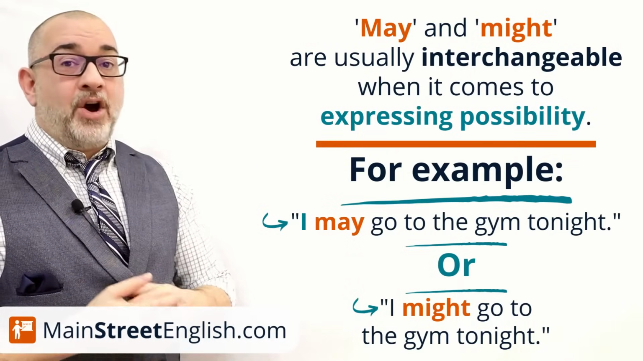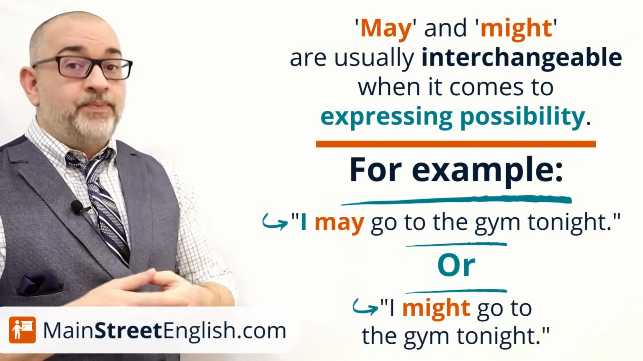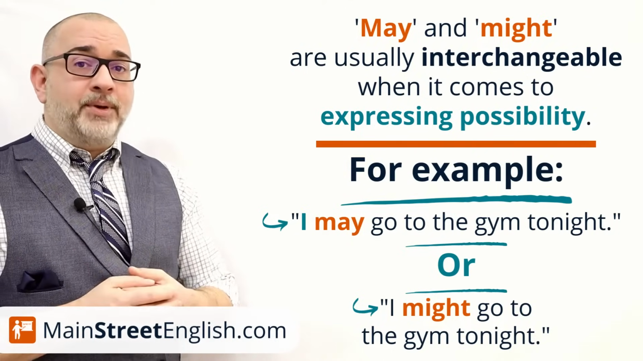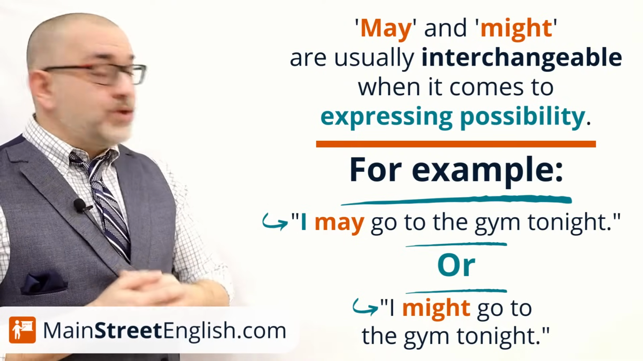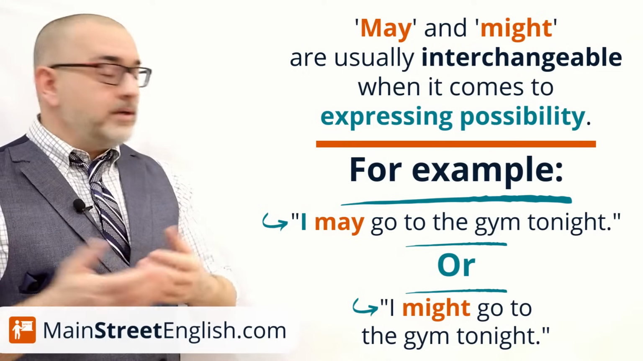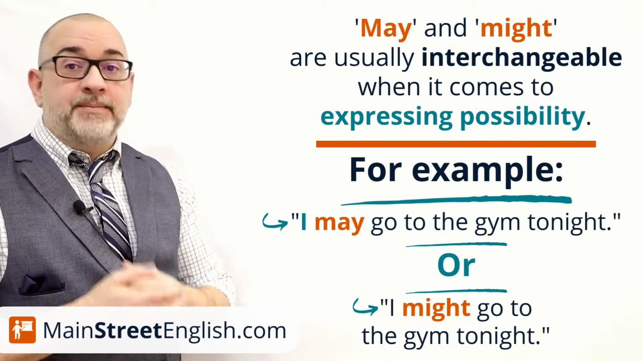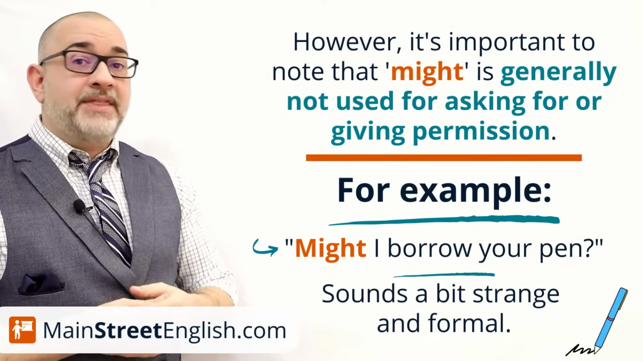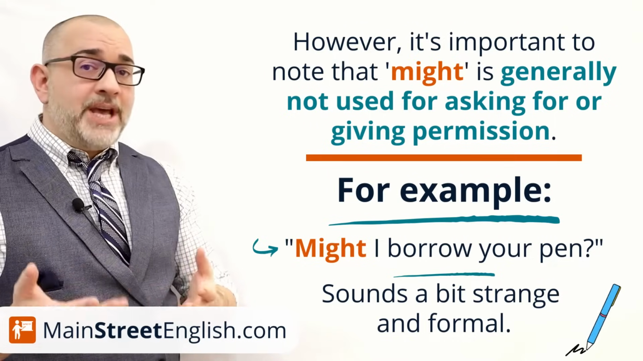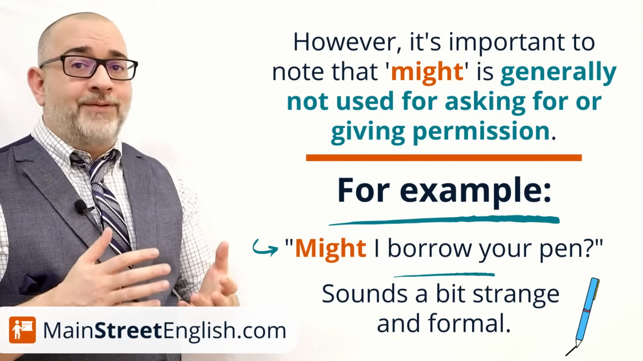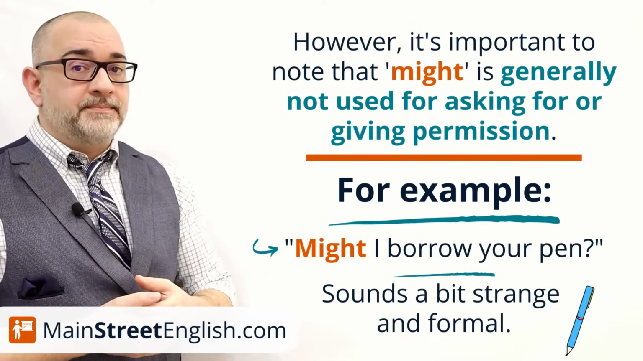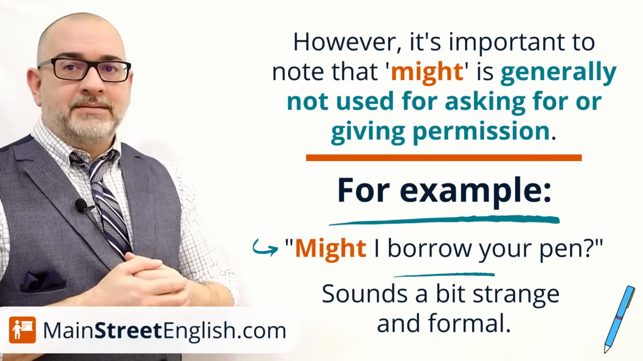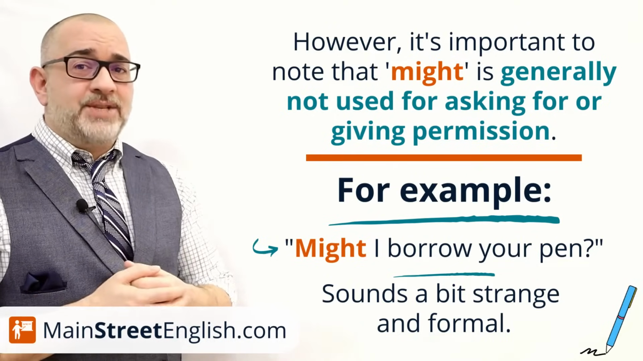May and might are usually interchangeable when it comes to expressing possibility. For example, I may go to the gym tonight, or I might go to the gym tonight. However, it's important to note that might is generally not used for asking for or giving permission. For example, might I borrow your pen? Sounds a bit strange and formal.